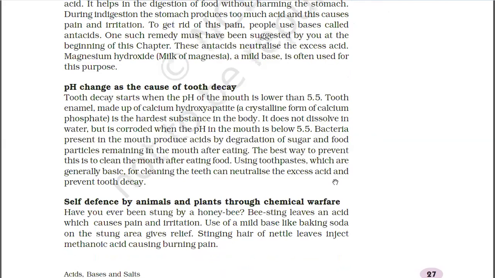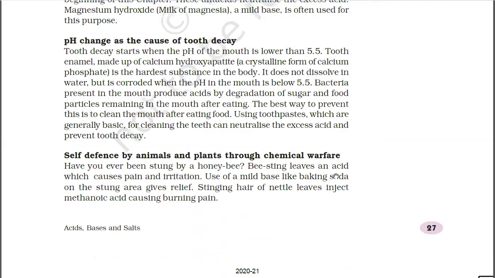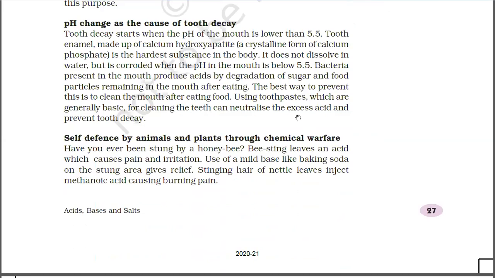pH change as the cause of tooth decay. Tooth decay starts when the pH of the mouth is lower than 5.5. Tooth enamel, made up of calcium hydroxyapatite, a crystalline form of calcium phosphate, is the hardest substance in the body. It does not dissolve in water but is corroded when the pH in the mouth is below 5.5.